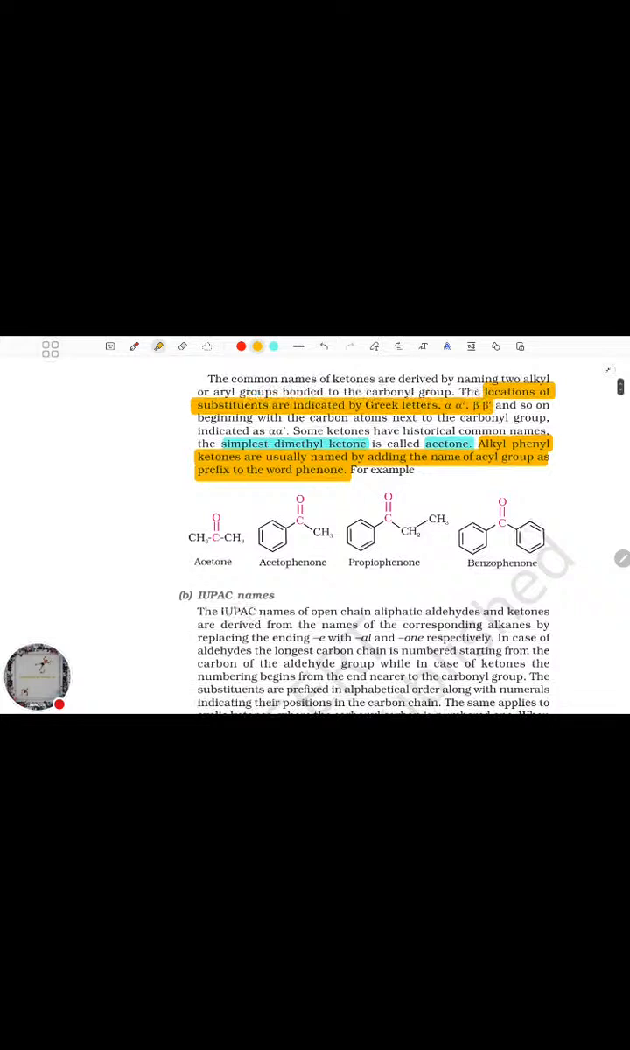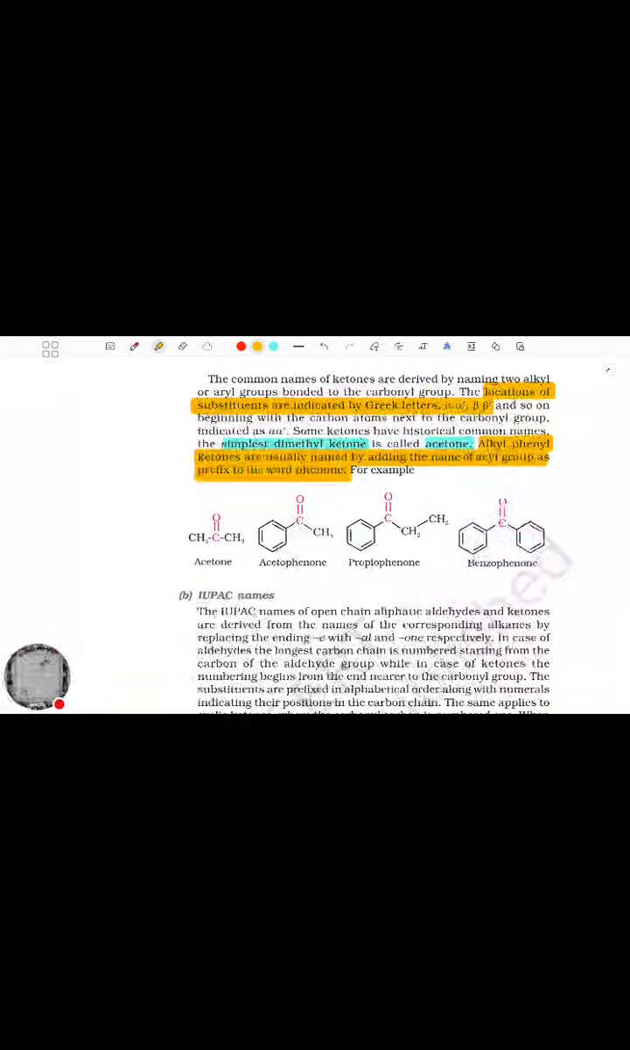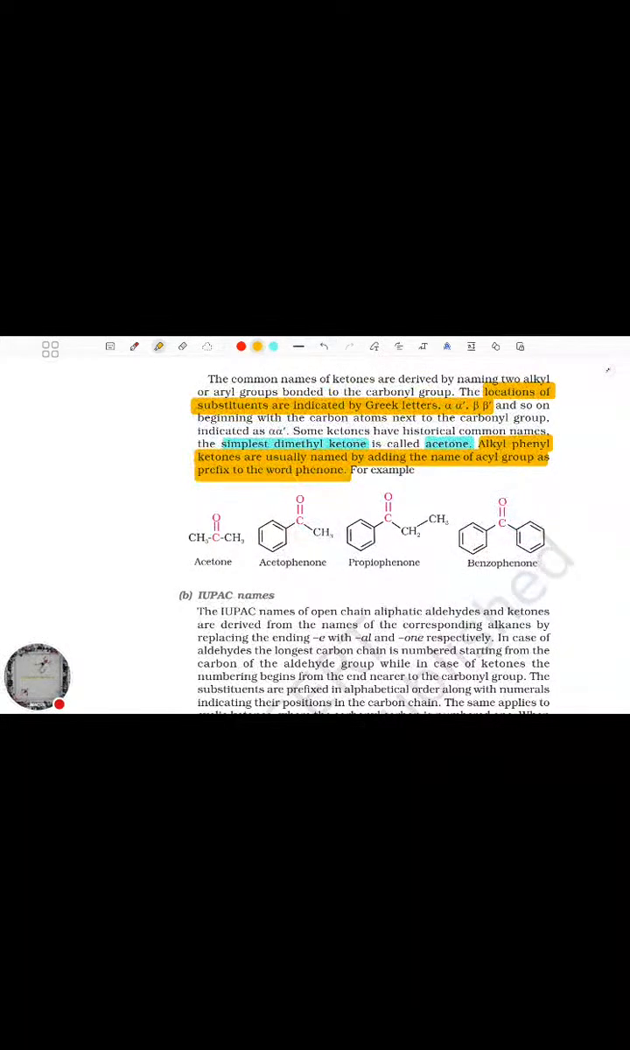So இப்போ வந்து கீட்டோனோட காமன் நேம் வந்து எப்படி டிரைவ் பண்ணுறோன்னா, நம்ம ரெண்டு சப்ஸ்டிடியூவன்ஸ் கார்பனிக் காம்பவுண்டோட அட்டாச் இருக்க ரெண்டு அல்கைல் அல்ல அரைல் குரூப்ஸோட நேம்ஸை பேஸ் பண்ணி தான் நம்ம டிரைவ் பண்ண போகிறோம். And then the substituents we will have alpha or beta, something like that. We'll indicate them with these Greek letters. Next is some, and then we'll have certain historical names as well.